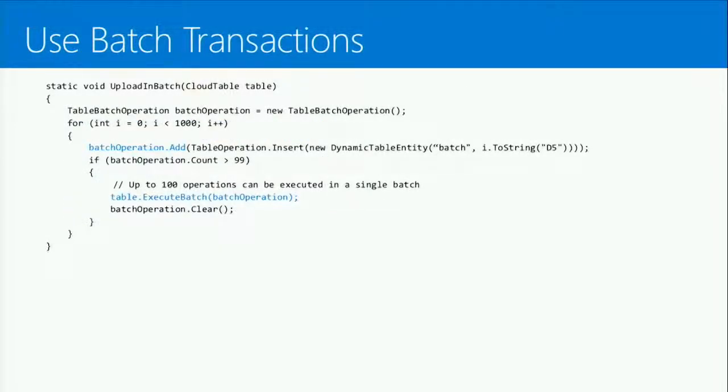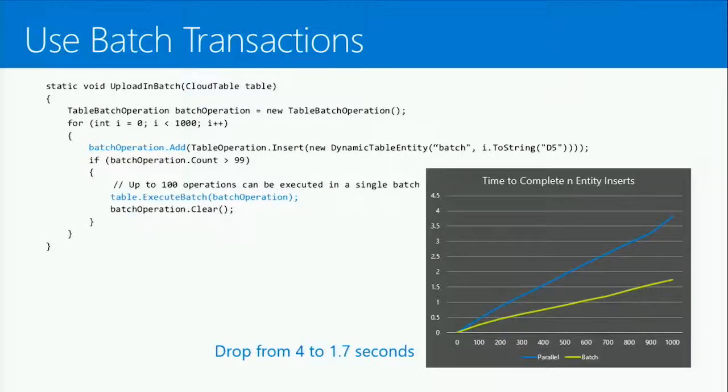Tables support batch transactions. That's the one part of this that isn't necessarily applicable to blobs or queues. But for tables, we can get even better in that we can do batch operations. So these couple lines of code combined with the for loop now has multiple batch transactions going on. Each of them contains 100 insert operations that can be executed in a single batch. So this now gets us down to 1.7 seconds by making only 10 calls instead of 1,000 calls.